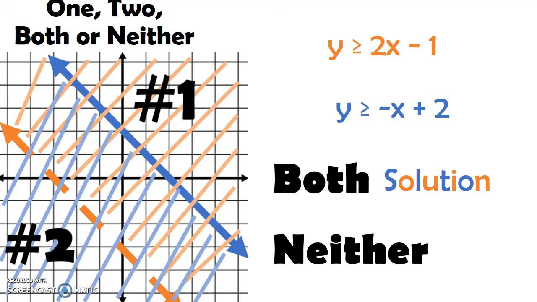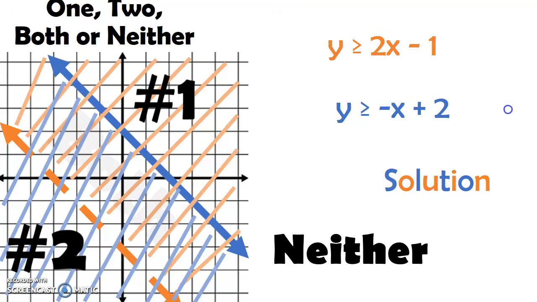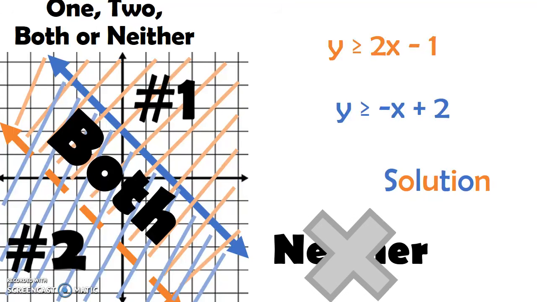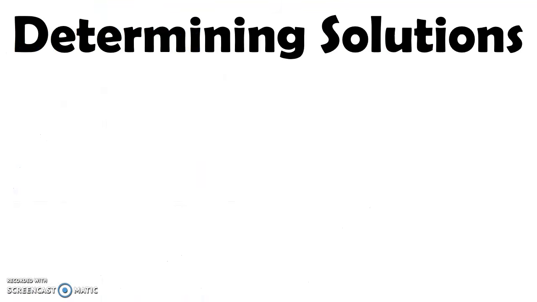There are no neither categories in this, but what we really care about is the both, the section where my shadings intersect, because that's the solution to my system of inequalities. And like I said, there's no neither in this section because the whole graph is shaded.